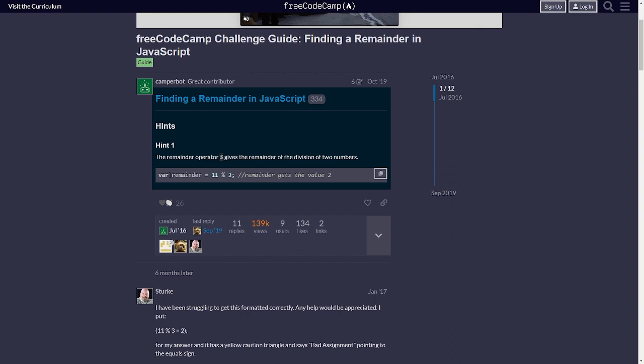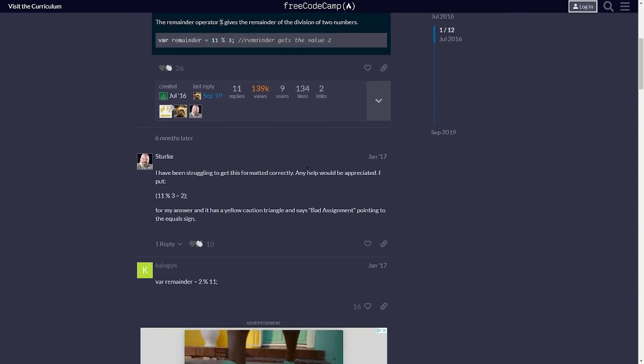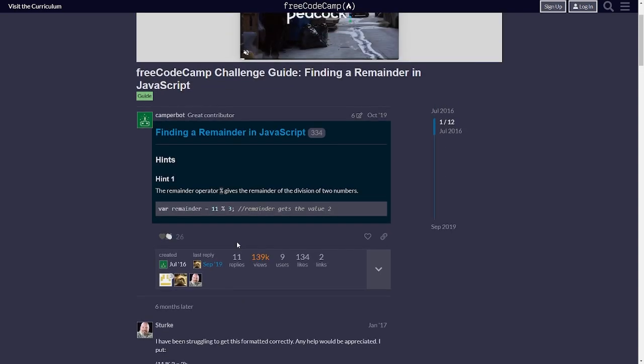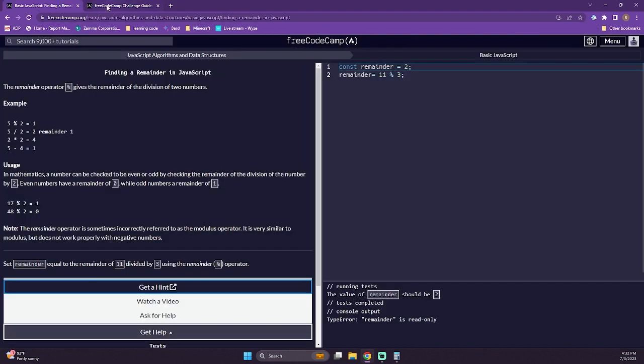So, any help would be, I put 11% 3 equals 2 for my answer, and it has a yellow caution triangle and says bad assignment pointing to equal sign. So var remainder, how do I just switch tabs here? I don't know. So let's go back here.